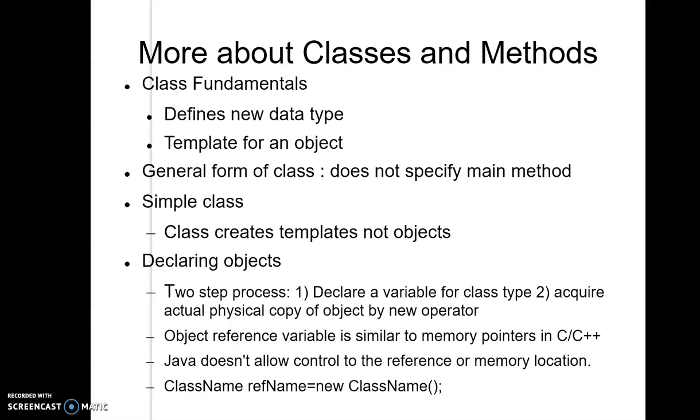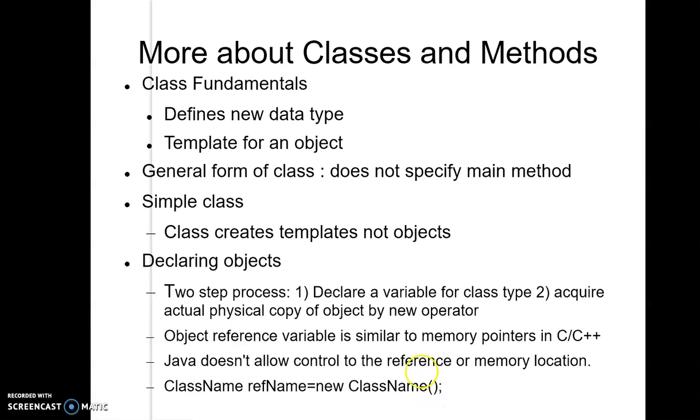Whenever we have to declare an object, we have to follow two steps in Java. The first step is we have to declare a reference variable, which is also called a variable of a class type. And the second step is we have to actually allocate the memory for the object by using the new operator. For example, the class name, then the reference variable, so the data type is the class name, reference variable equal to new, and the name of the data type, which is nothing but the class name. So we have to follow this syntax, and we have to create an object.